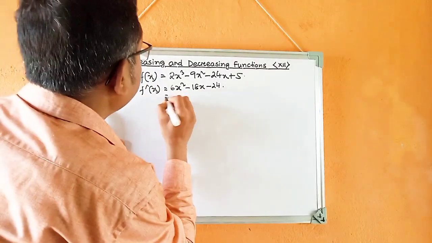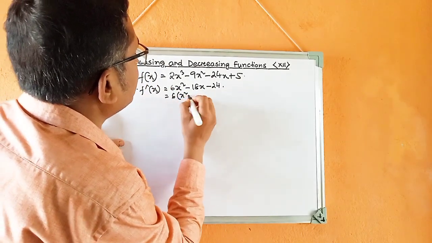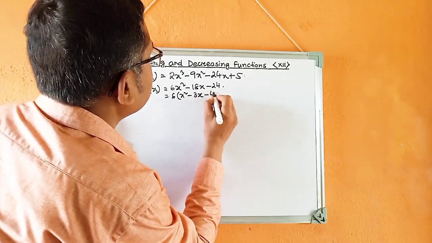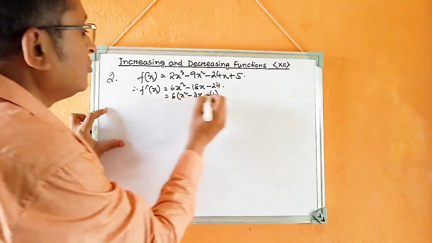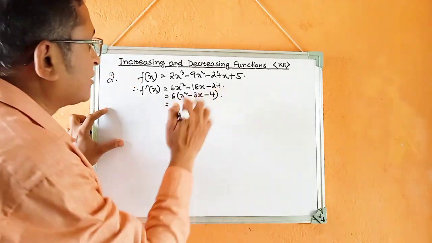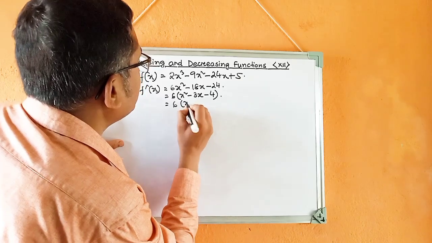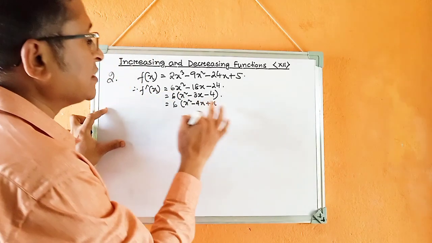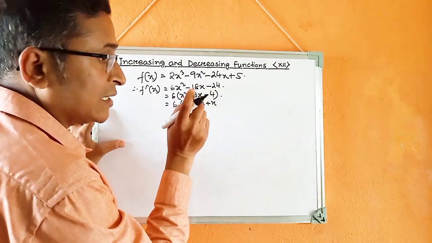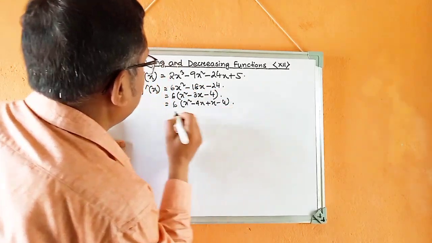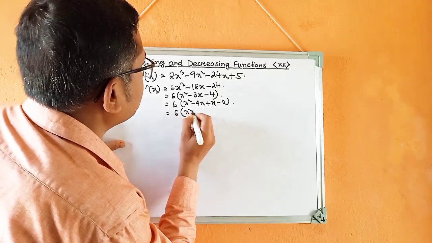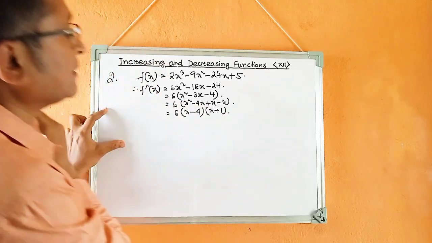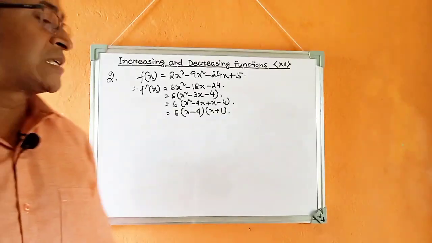Okay, now take 6 as common. So we get x square minus 3x minus 4 (since 6 times 3 is 18, and 6 times 4 is 24). Now using middle term factorization, factorize this function: 6 into x square minus 4x plus x, since 4 times 1 is 4. Minus 4x plus x, we get minus 3 minus 4. So finally we get (x minus 4) into (x plus 1).